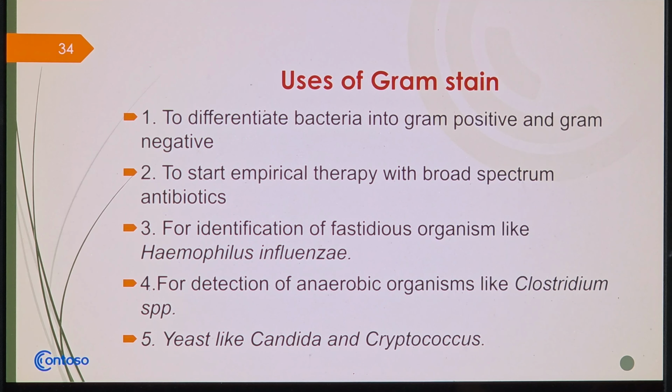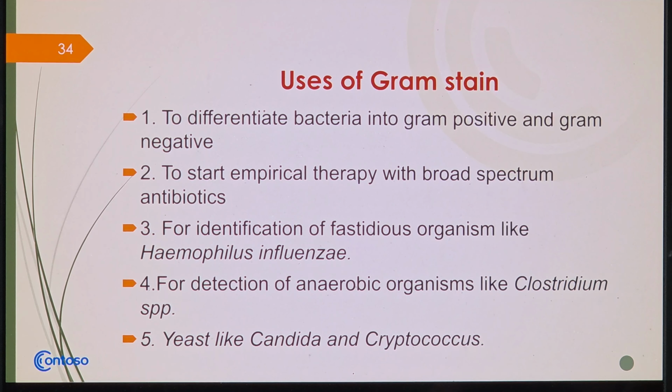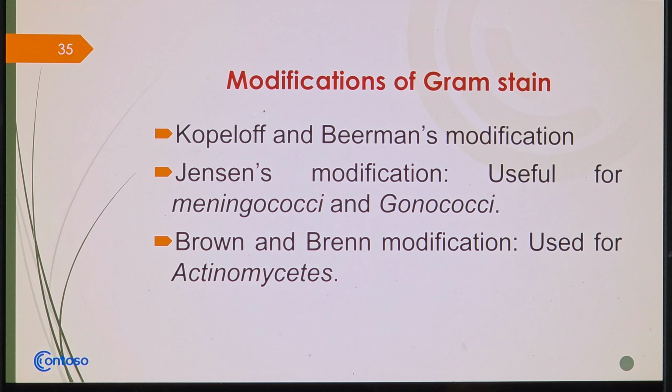Uses of gram stain: first, to differentiate bacteria into gram-positive and gram-negative. Second, to start empirical therapy with broad-spectrum antibiotic. Then identification of fastidious organisms like Haemophilus influenzae, detection of anaerobic organisms like Clostridium species, and fifth, yeast like Candida and Cryptococcus. What are the modifications? First is the Kopeloff and Beerman's modification. Second, Jensen's modification useful for meningococci and gonococci. Brown and Brenn modification used for actinomycetes.